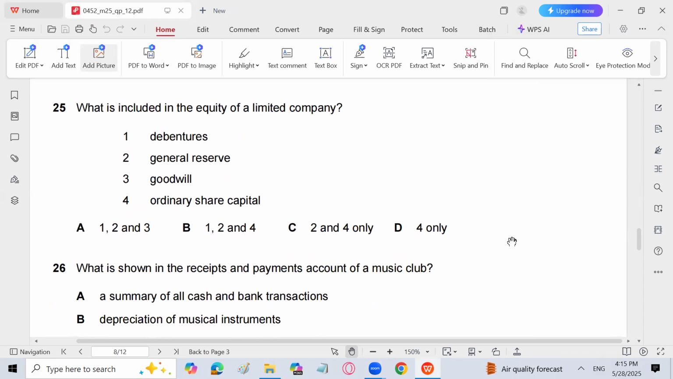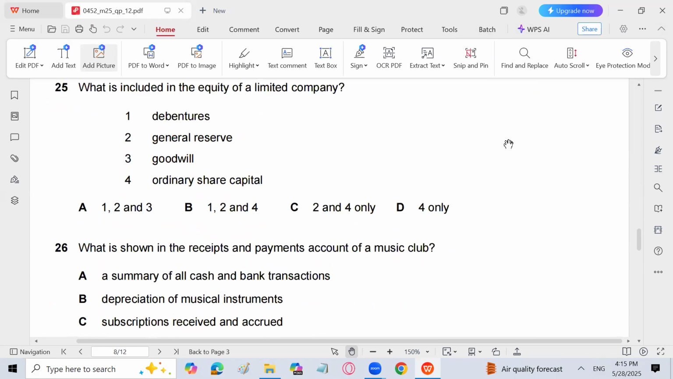What is included in the equity of a limited company? That is general reserve and ordinary share capital. So C, 2 and 4 is the answer.